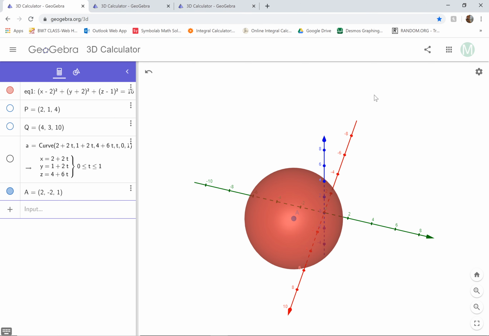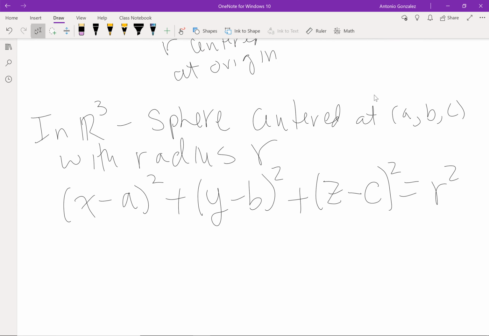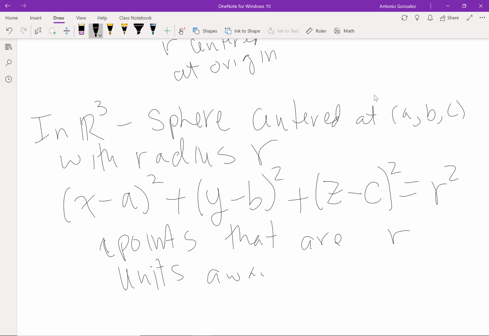Now, the way you want to think of a sphere, right, that is just the points that are r units away from the center. Okay, so that's what equality gives. If you think of it as a set of points, it includes all of the ones that are on the boundary of that sphere. All right.